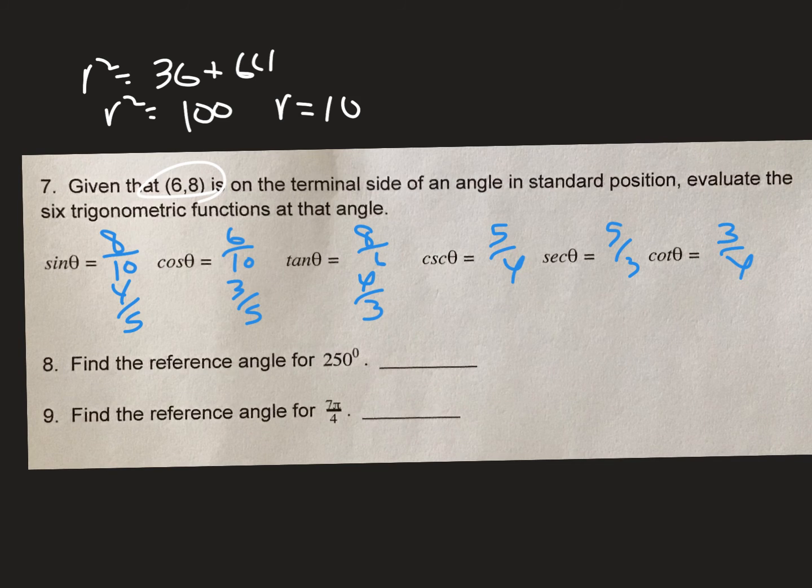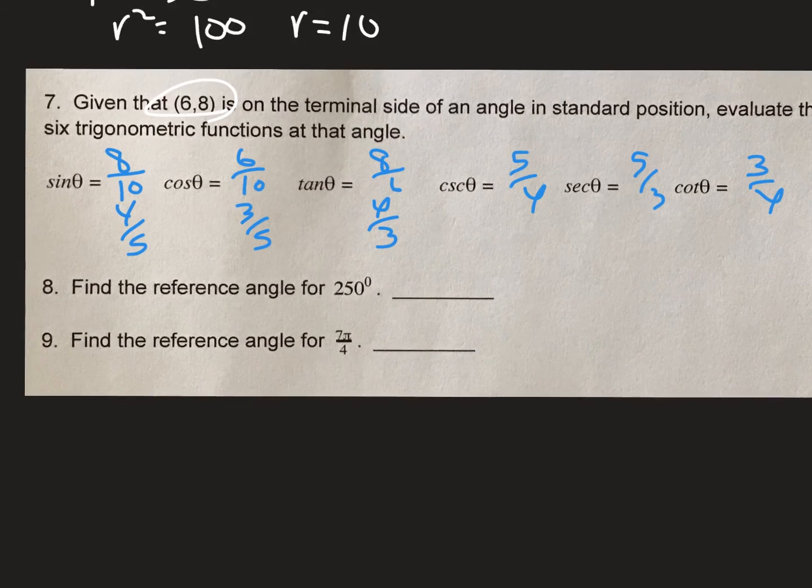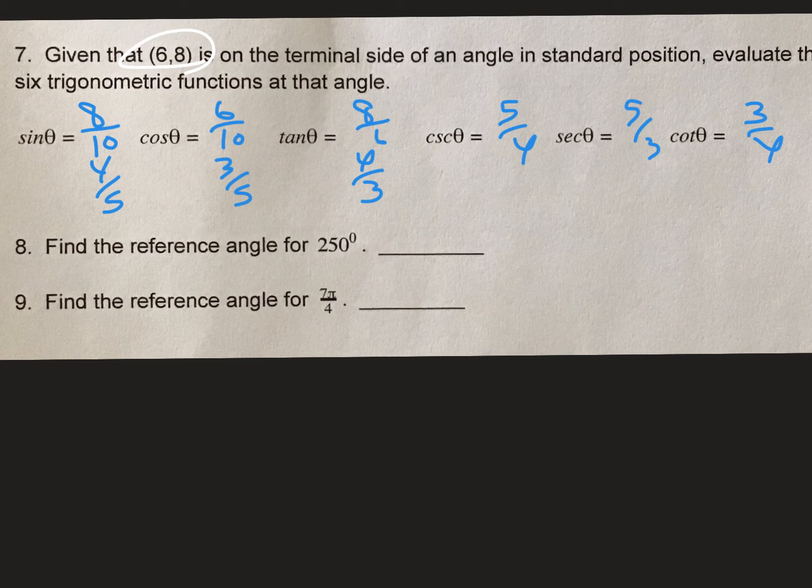All right, number 8. Find the reference angle for 250. Basically asking you how far away from the x-axis is 250. So I'm going to draw 250 right here. That's 90 degrees. That's 180 degrees. That's 270. So if I go to 250, 250 is close to 270. So that's what 250 looks like.